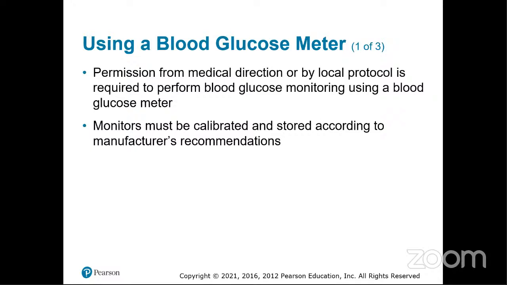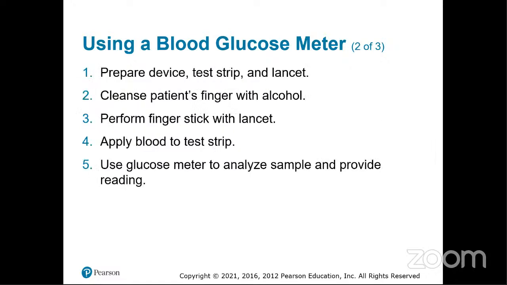Permission from medical direction or by local protocols is required to use it. In the state of Utah, you can use it without medical direction. But for the purposes of the test, no, you don't have to on this one. So even on the test, you don't have to get permission to use the glucometer. They do have to be calibrated and stored according to the manufacturer's recommendation.